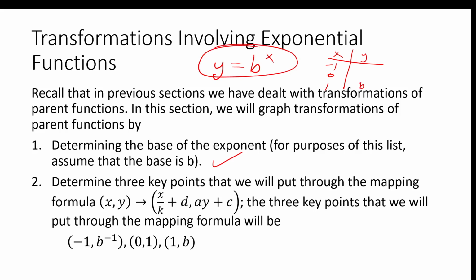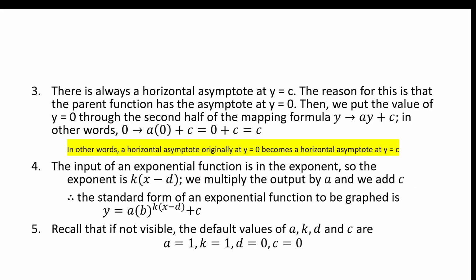Assuming b doesn't equal 0, of course, then if we have an x value of 0, then b to the 0 will equal 1, and b to the -1 will be 1 over b. Okay, and that's what we have listed here. Our 3 key points will be -1, 1 over b, or in other words, b to the exponent -1, as well as 0, 1, and 1, b.